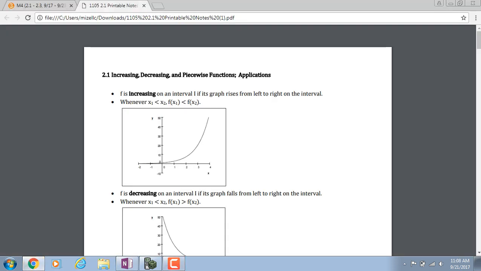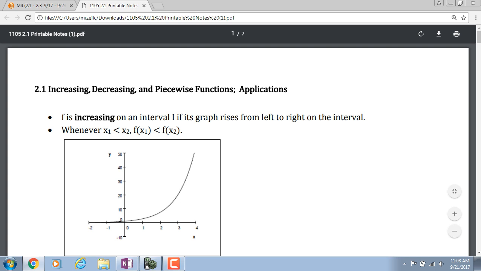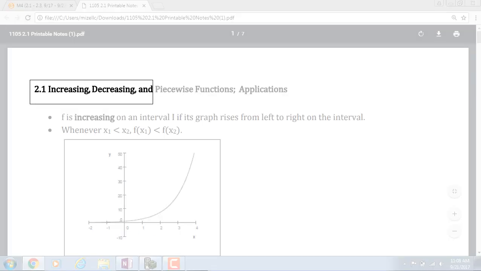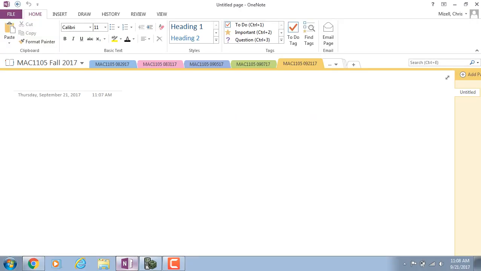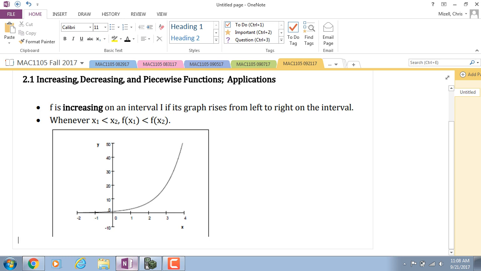So for a function to be increasing, we have a precise definition, and then we have a way to figure it out by looking at the graph, if we have access to the graph of the function. F is increasing on an interval I if its graph rises as we go from left to right across that interval. Now, the only types of intervals that we'll consider in this class when you're doing your MyMathLab homework are open intervals. That is, we'll simply exclude the endpoints of the intervals from consideration.